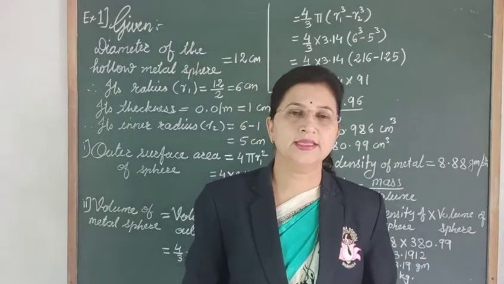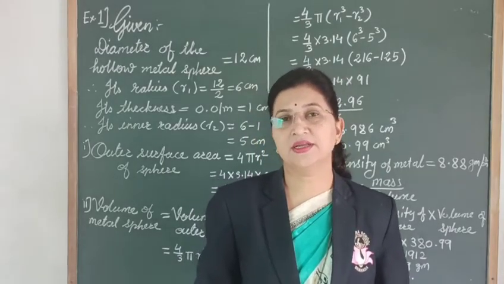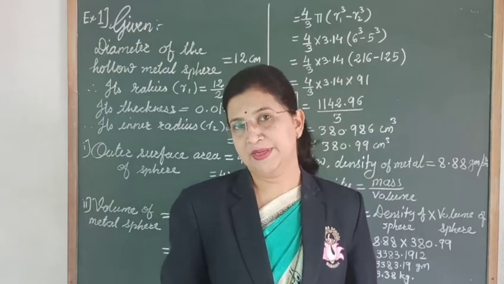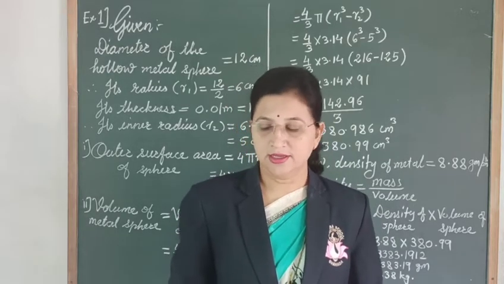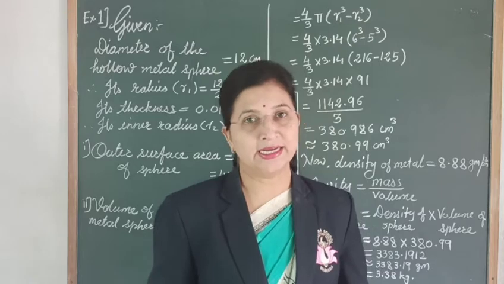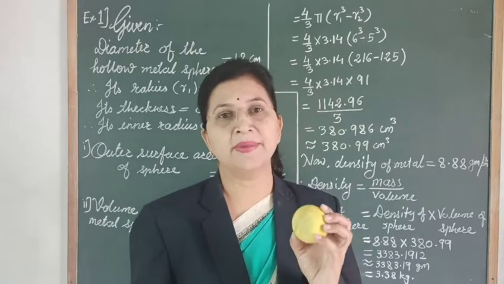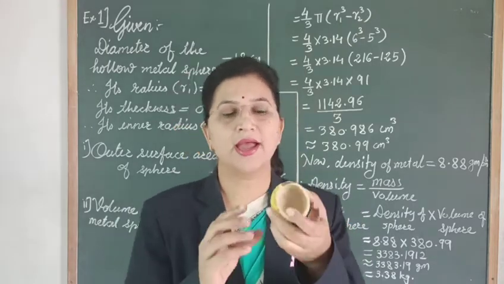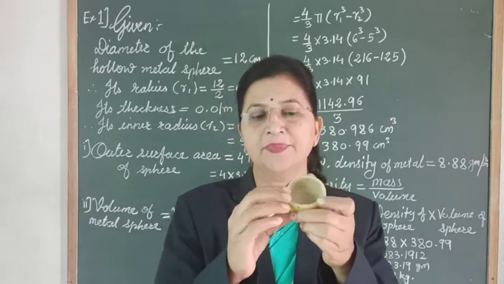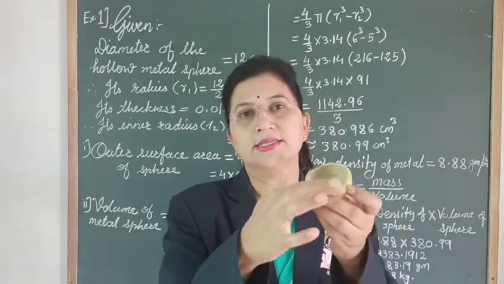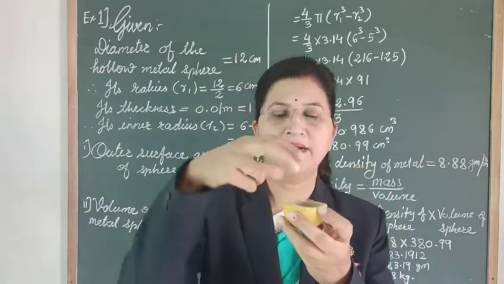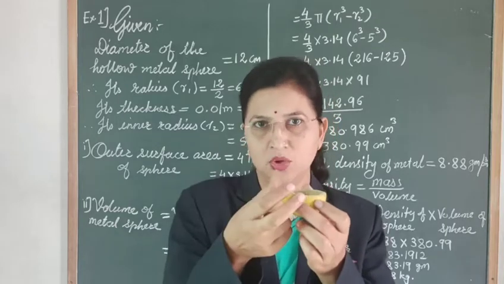Dear students, in this example we are given a hollow metal sphere. Now here the diameter and thickness are given. To understand this, I have here the hemisphere. You can see this sphere. Now if the other half part is joined to it, we get the whole sphere.